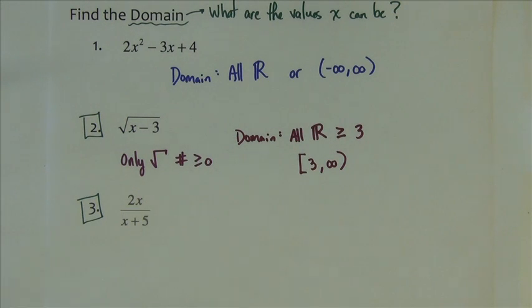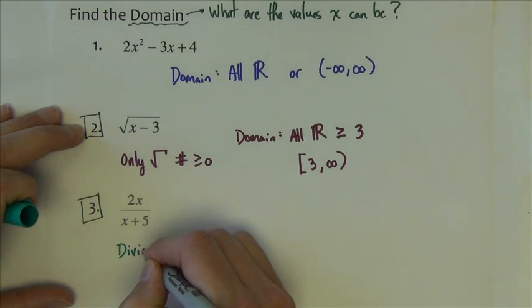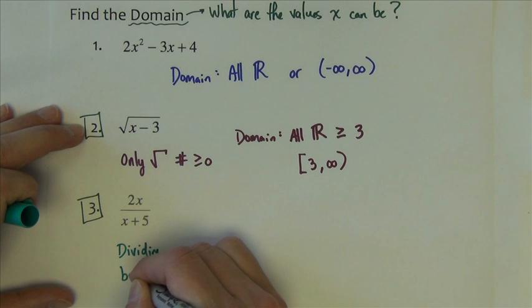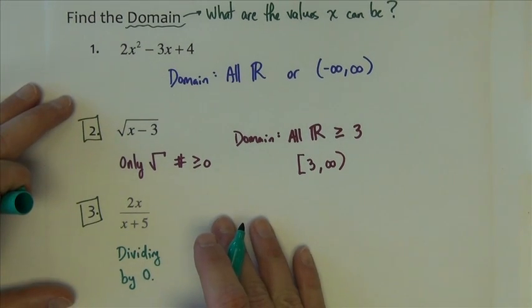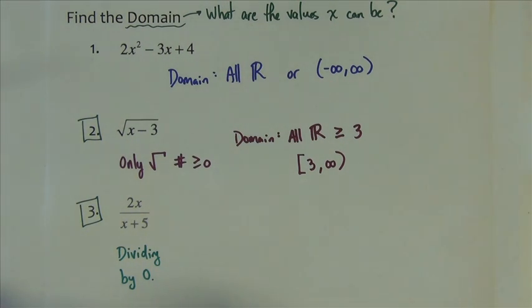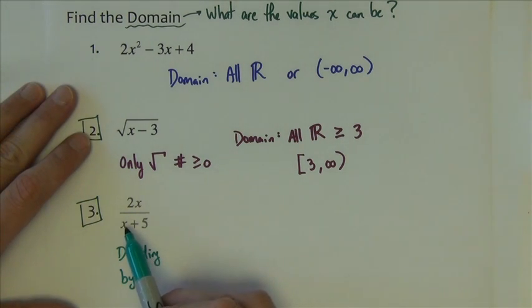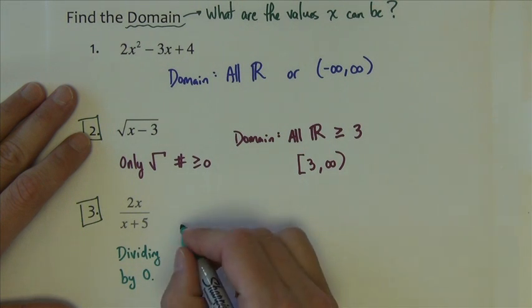The final example deals with the fraction. With the fraction, we're concerned with dividing by 0. Can't divide by 0. So that's the concern. We have to throw away anything that causes us to divide by 0. Just mental math is easy enough here. What number plus 5 becomes 0? The answer is negative 5. We have to throw away negative 5.